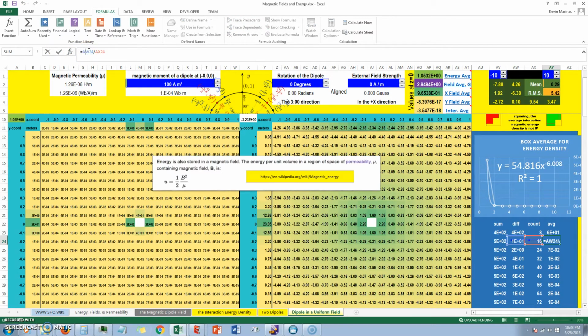So we have AW24 divided by AX24, which gives us the difference divided by the count. So here the difference is the difference between these sums. So this sum here, let's go ahead and trace this further back. Let's just trace this one back. Precedents. Okay, so we have the difference between these two sums.